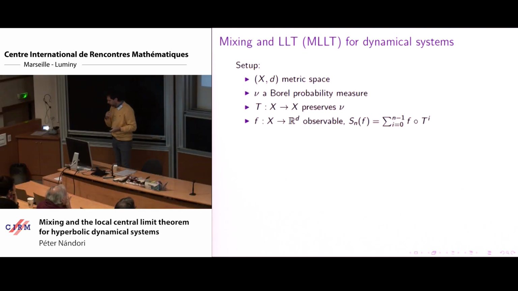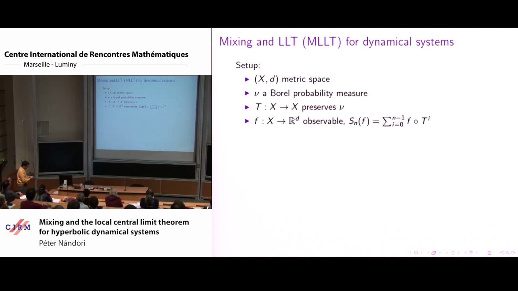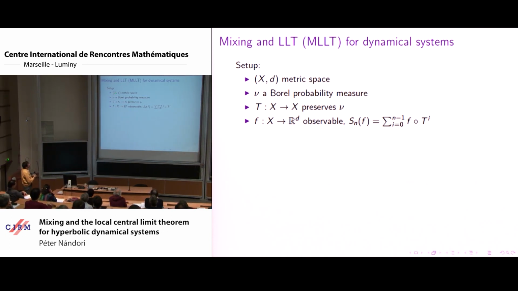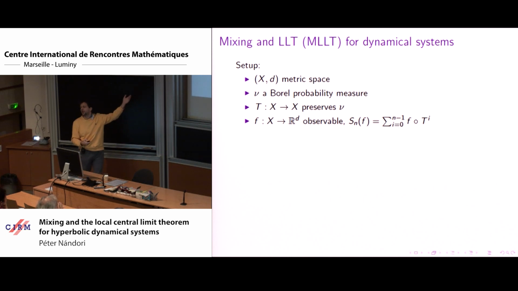Now, the next topic is the LLT for dynamical systems or maps. It's the usual setup. You have, say, a metric space, a Borel probability measure, and a map T that preserves your Borel probability measure. Then you take these partial sums, the Birkhoff sums Sn of f, where f is an observable. Say I put here R^d. The previous example was R, now it's R^d.